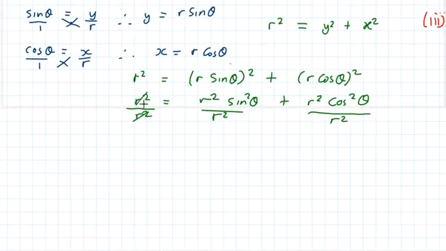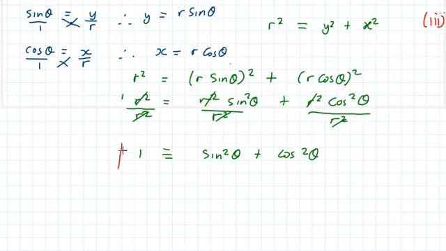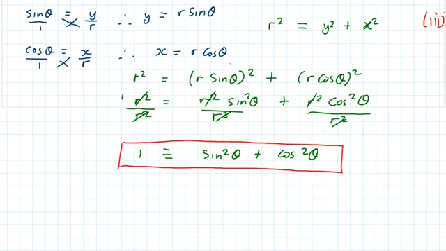So this one will cancel, this one will cancel, this one will cancel. So we finally have 1 is equal to sine squared theta plus cos squared theta, and this is our final solution, which of course is identical. So that's how you derive this identity. Thank you.